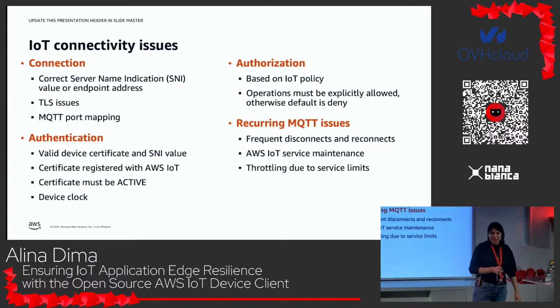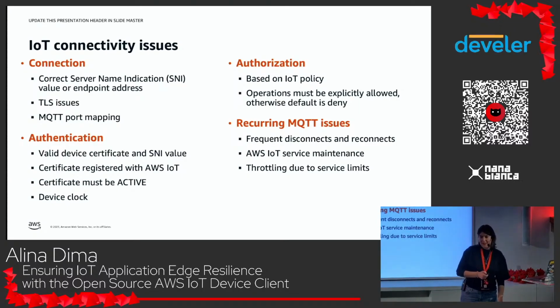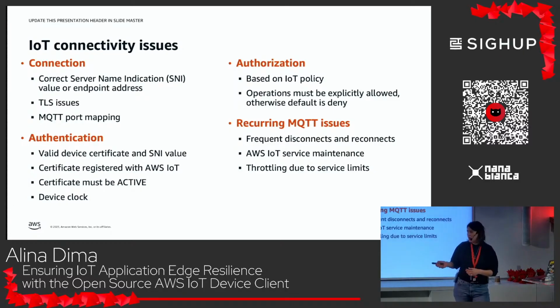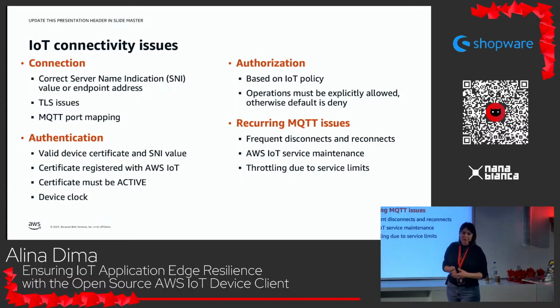The other really interesting problem with IoT devices is the clock, right? So us as humans, we know what the time is. We can always look at our watch. Devices sometimes don't have a real-time clock, and this is where you should implement an NTP client on your device to make sure that your device gets the time.